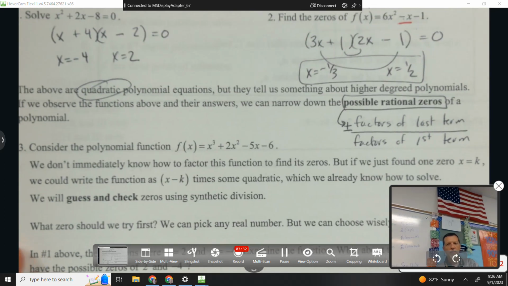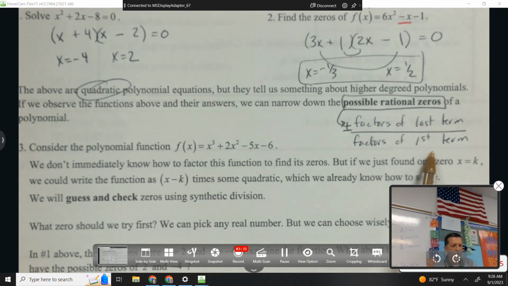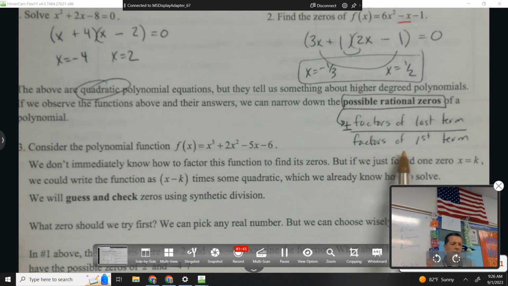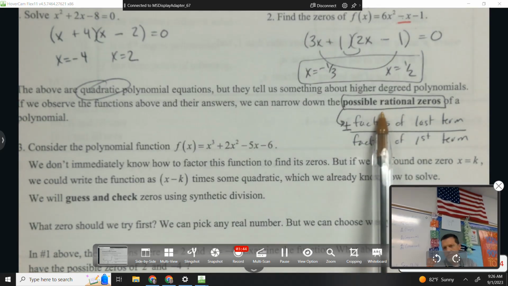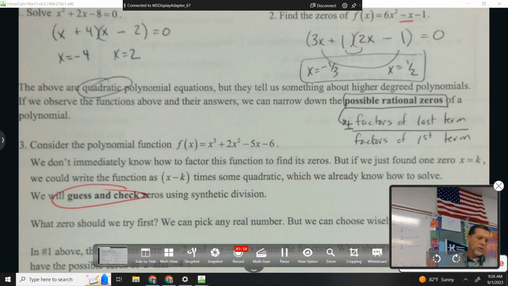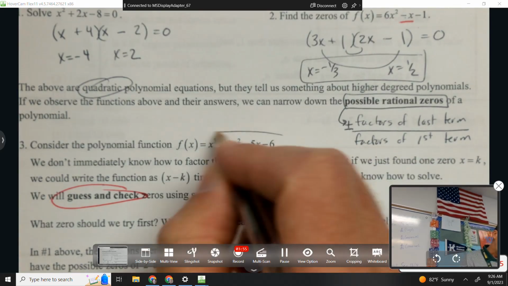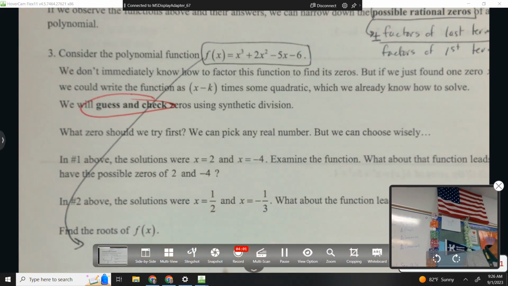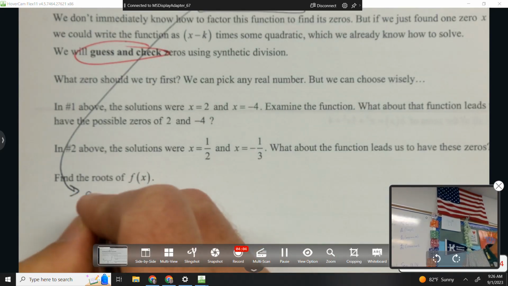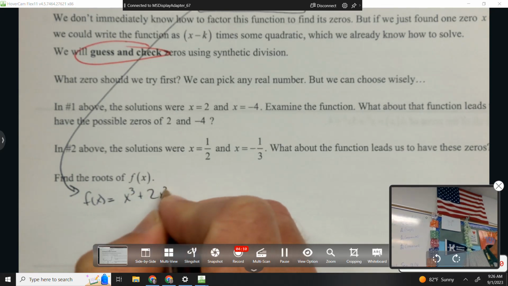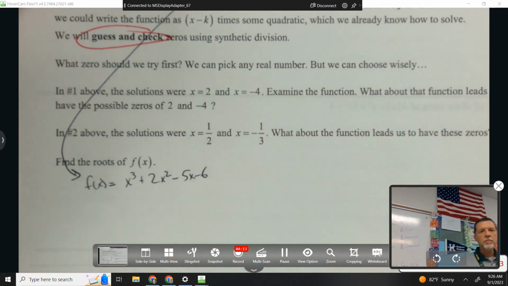So just like when we were factoring, we had to think about the factors of the last term, we had to think about the factors of the first term. This kind of helps guide us and give us our possible things that will work. And then we will guess and check to see which one works. So I'm going to skip this explanation stuff. So let's find the roots of this function. I'm going to just rewrite it here so I'll have it on screen.